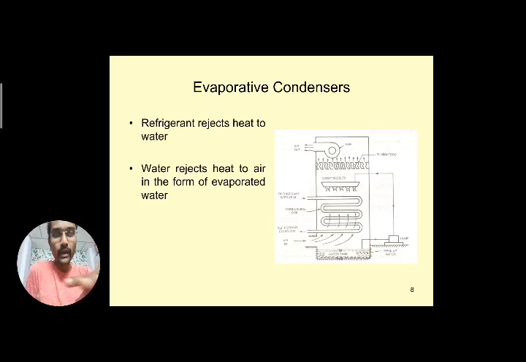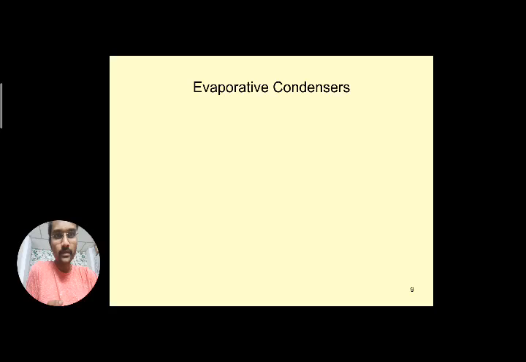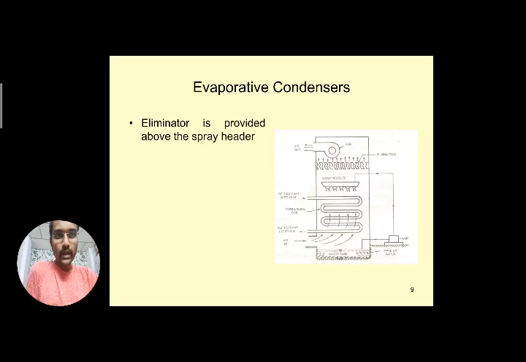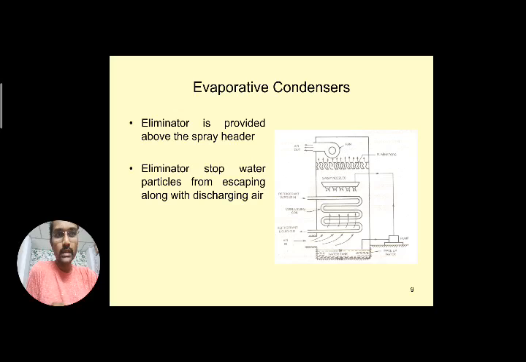in the form of evaporated water. Whenever it makes contact with air, it receives some moisture content, and in the form of evaporated water it will move upwards. The vapor refrigerant condenses to liquid, and it will be collected through the other passage provided here. Next, the eliminator is provided above the spray header, and its purpose is to stop the water particles from escaping along with the discharging air. As already explained, it stops those water particles, and they fall down again into the water tank here.